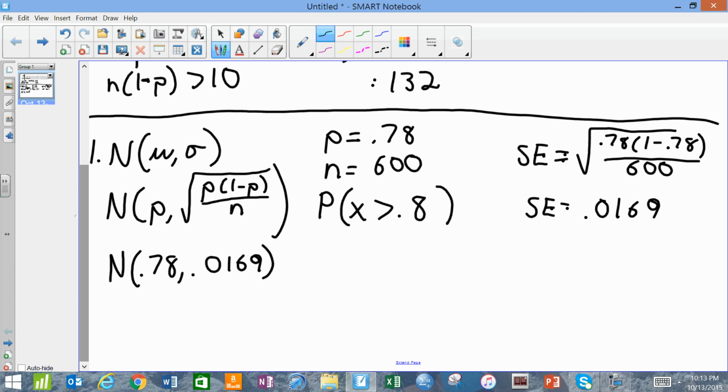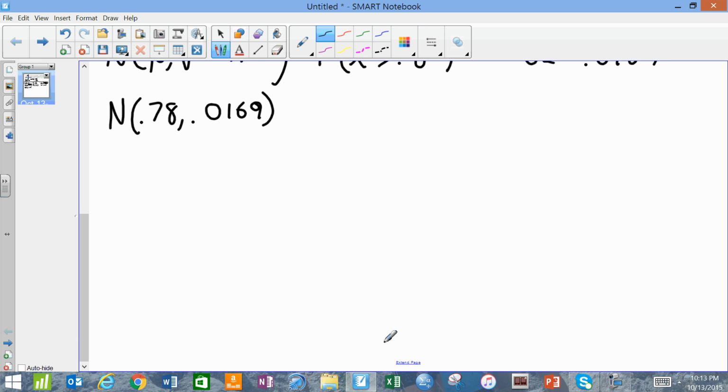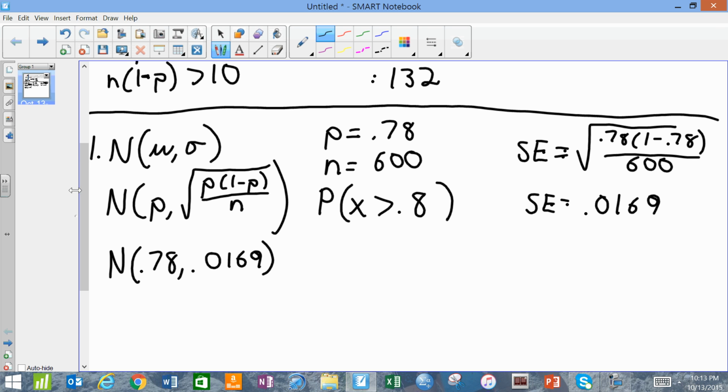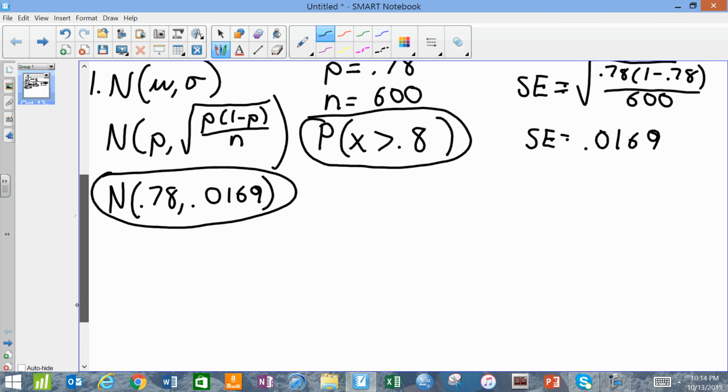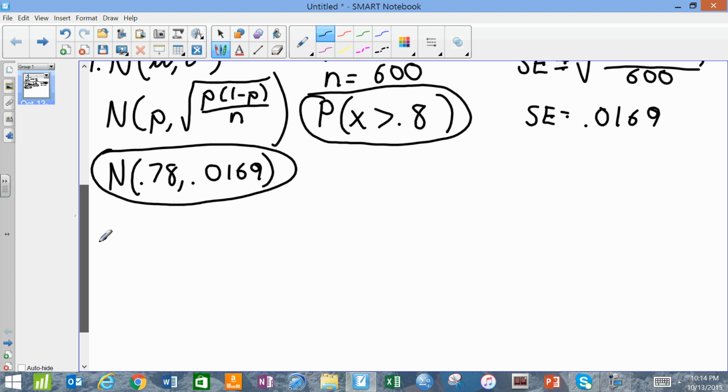Okay. Once you've calculated the standard error, now we can go through and do our problem how we have always done them. So here's our probability statement, which we need going forward, and here's our normal distribution going forward. Beyond that, I don't need to look back at any of the other information. So in step 2, I'm going to calculate my z-score, which, as we've always been taught, is x minus our mean divided by our standard deviation.